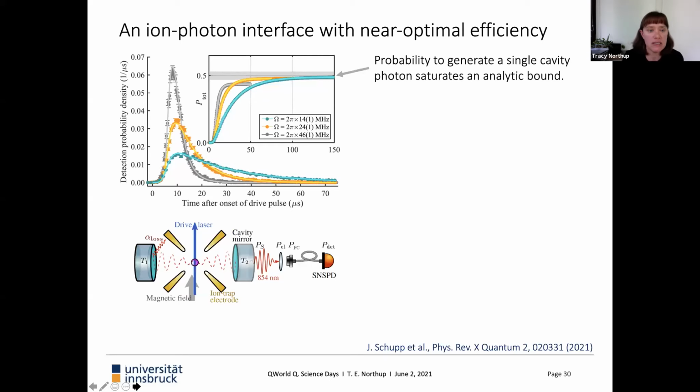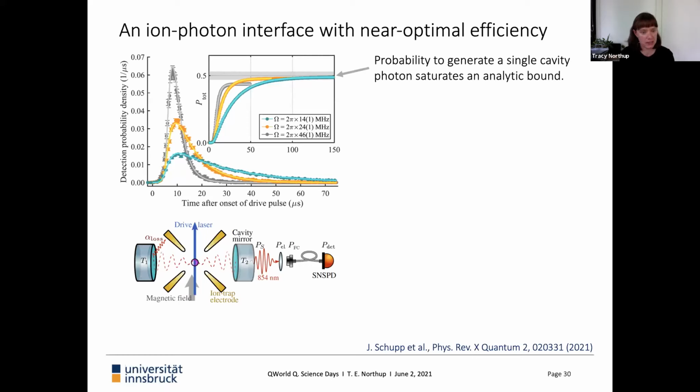And what you see in the inset here, looking as a function of time at the total probability to collect a photon, is that this saturates a bound. First of all, you come close to a 50% detection rate for the photons coming out. And then you can calculate an analytic bound that was proposed by Takao Aoki's group at Waseda University in Japan. They showed that this kind of cavity system has a maximum efficiency, and this is a system that really saturates that bound.